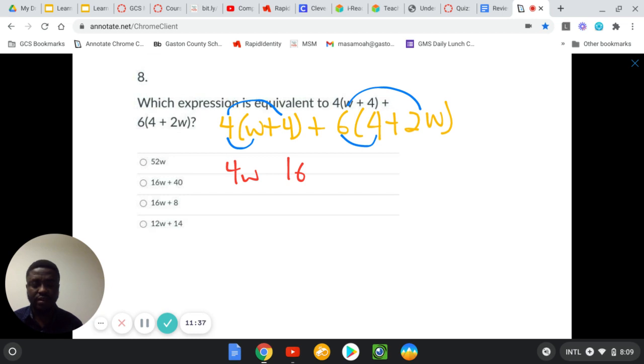Now I don't have to forget my operation sign, which is plus. Then I'm not going to forget this plus. Then 6 times 4 will also give me 24. Oh wait, let me change the color. So 24. Then I don't forget my operation sign. Then 6 times 2 will give me 12w.